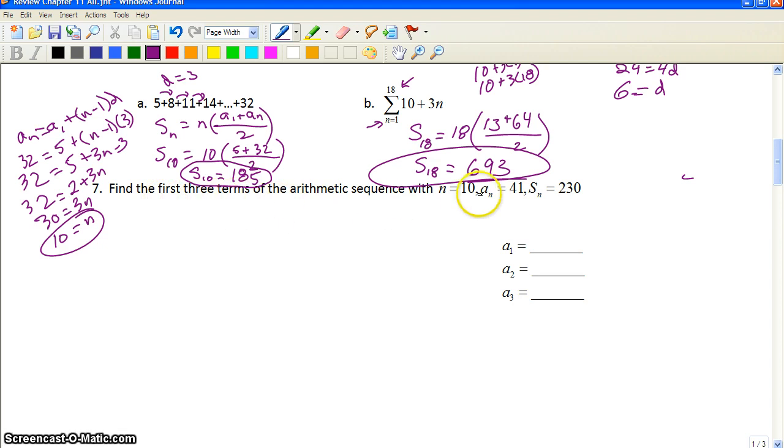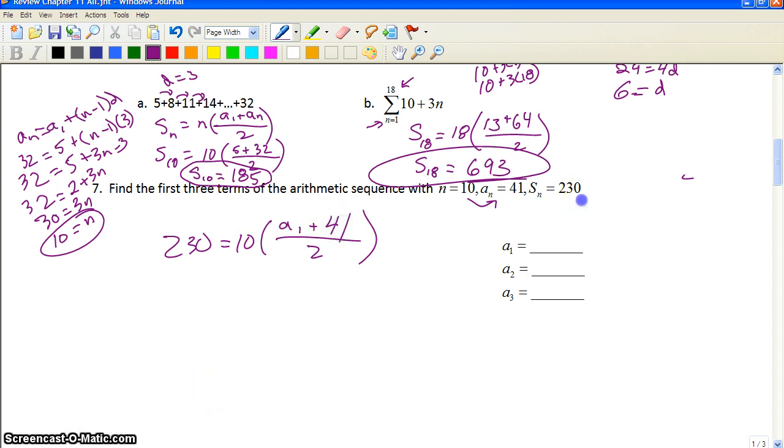Find the first 3 terms of the arithmetic sequence based on that. Oh, this is interesting. Notice how we're given the 10th term: when n is 10, the 10th term is going to be 41 in this case, and the sum of the first 10 terms is going to be 230. So we're going to use that formula for the sum of the first n terms of an arithmetic sequence, and start substituting some in. S sub n is going to be 230, n is going to be 10, a sub n is going to be 41.